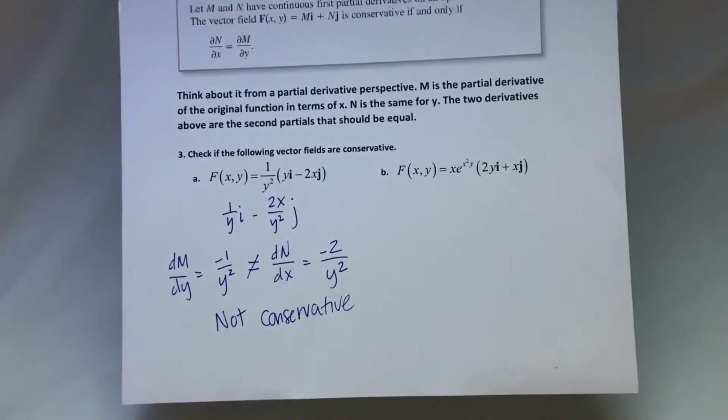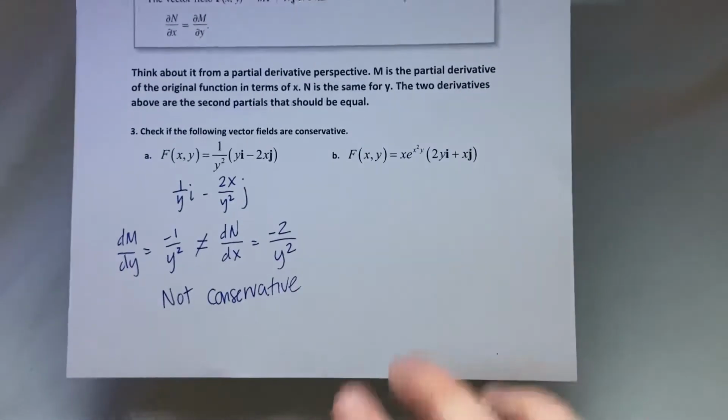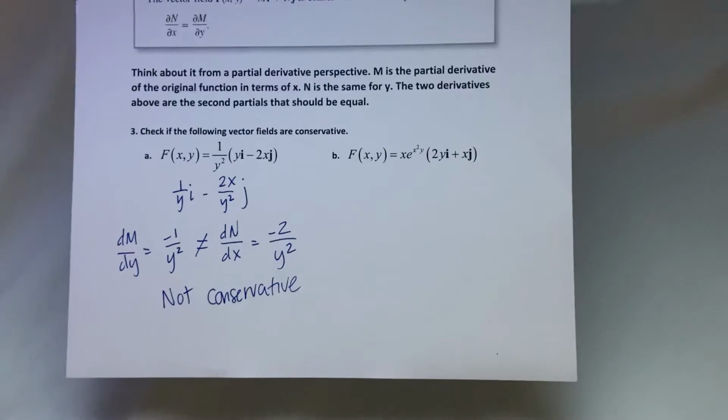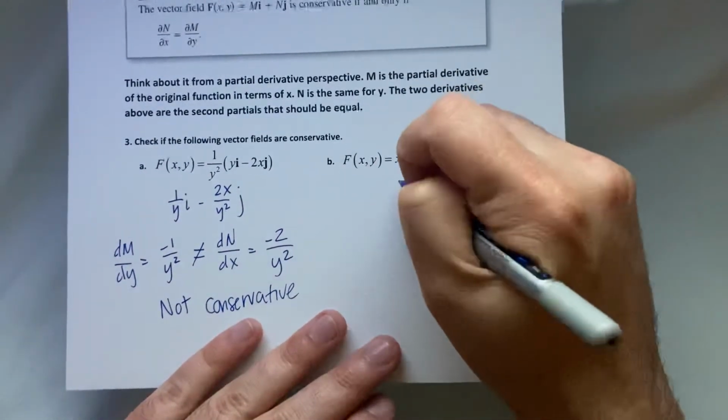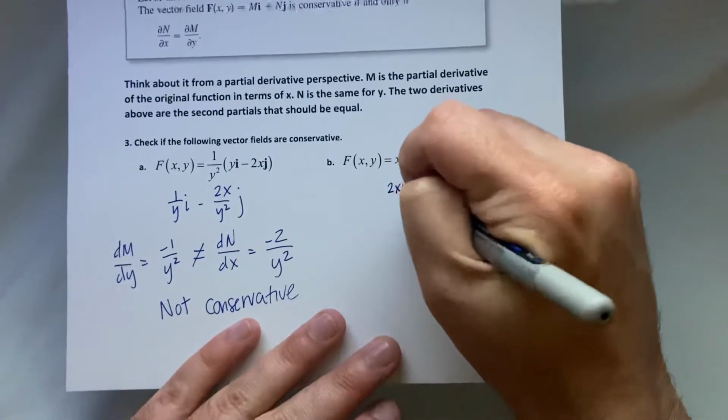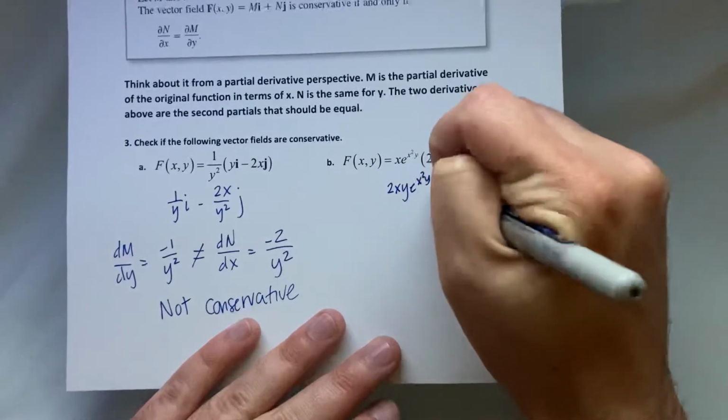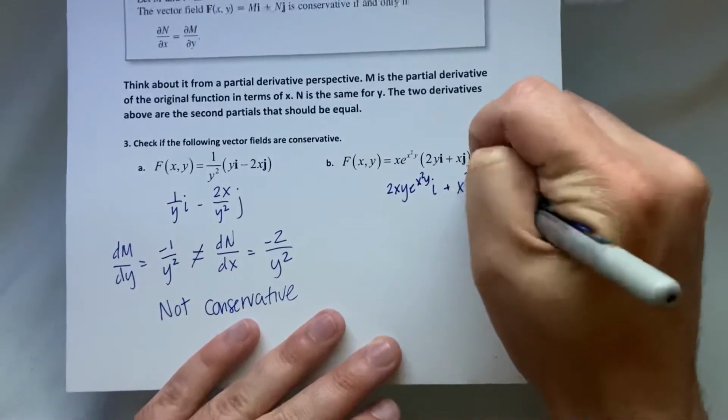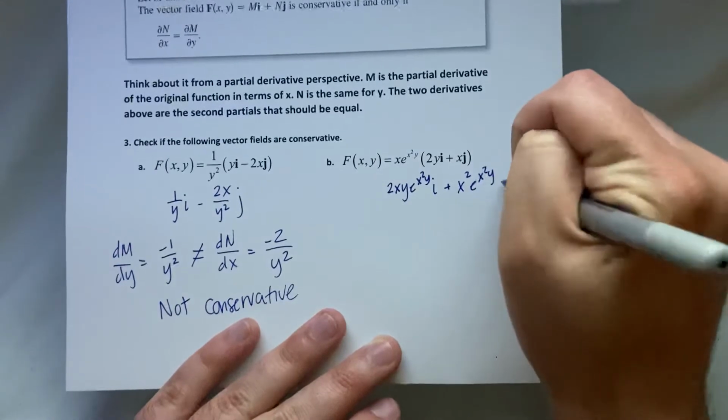Okay guys, let's do part B here and finish out 15.1. Let's check if this vector field is conservative. So again, I need to check that the y partial of my M function and the x partial of my N function are the same. If they are, it's conservative. So let's distribute here. This is 2xy e to the x squared y i plus x squared e to the x squared y j.